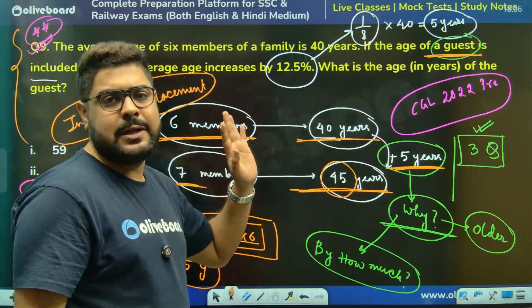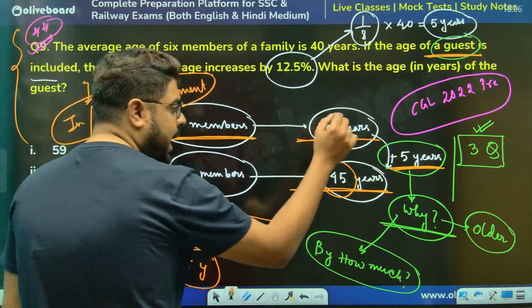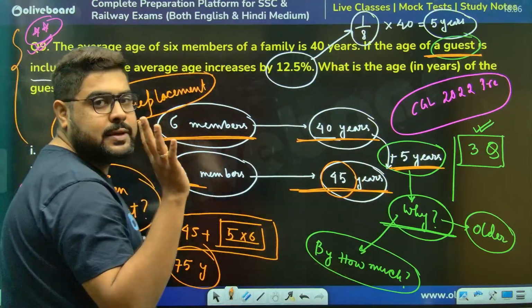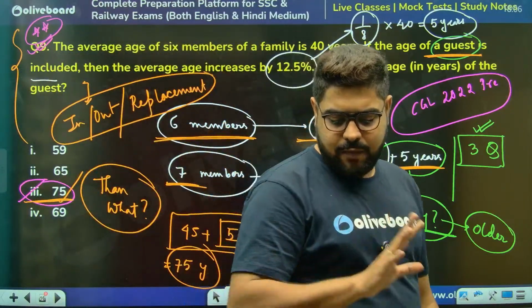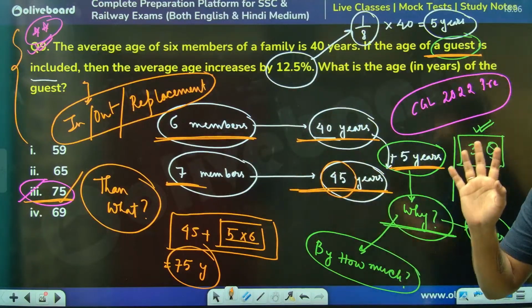Anything actually works. This works every time. Always remember these 3 questions: why, by how much, and then what. With these 3 questions, you get your answers. Always. Any of this type of questions you can solve like this.